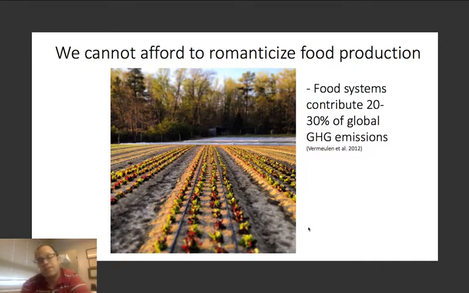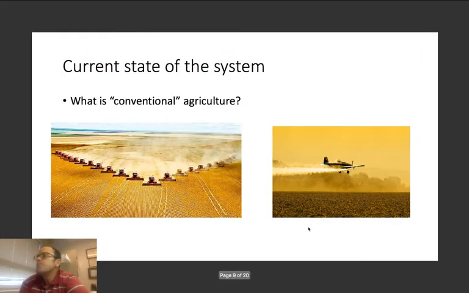So let's not romanticize things. Crop production is highly water consuming. Food systems contribute to a significant portion of global greenhouse gases. There are impacts, and there are challenges. So what is the current state of our system, and what can we learn from it as we project forward in order to grow more and implement that system more?